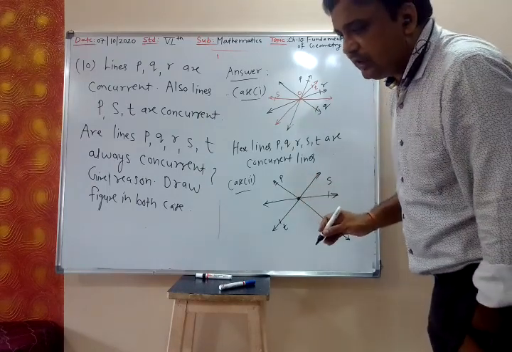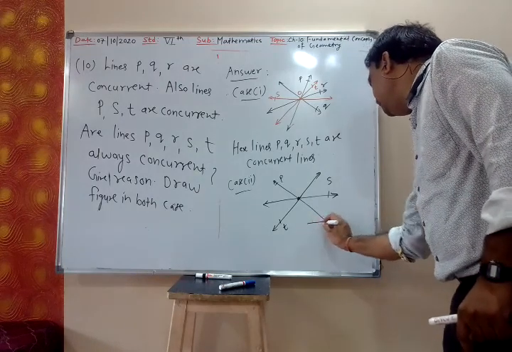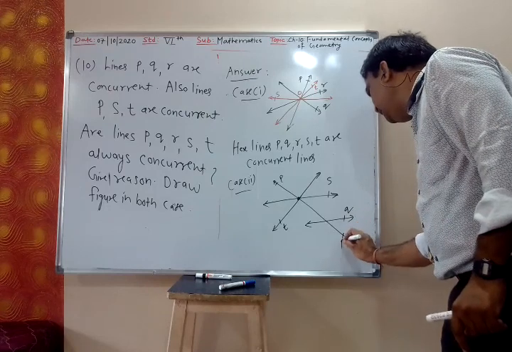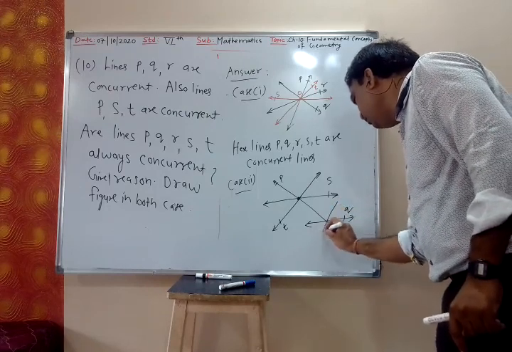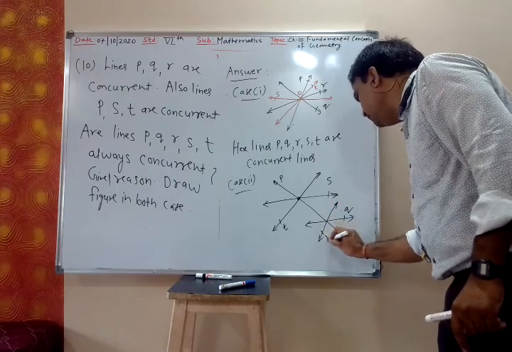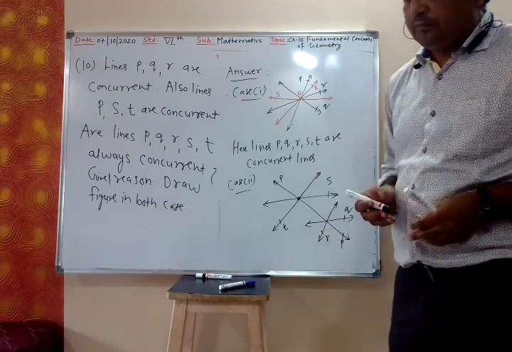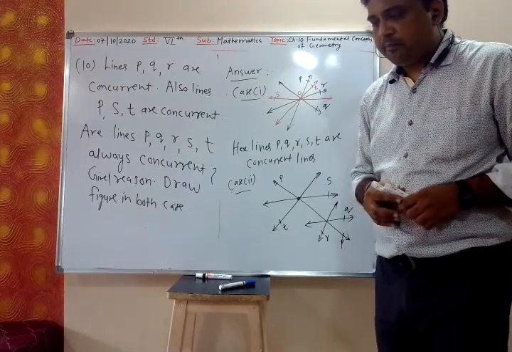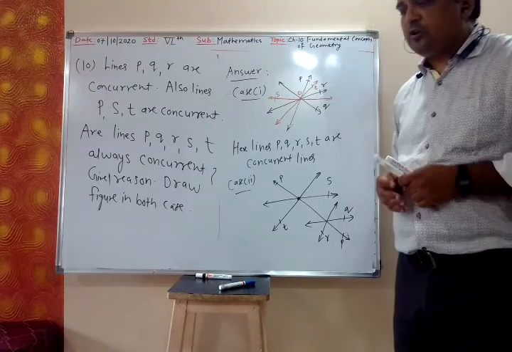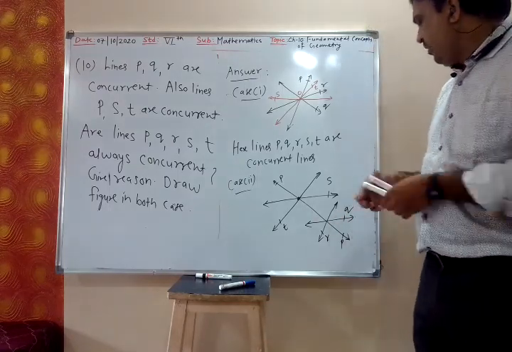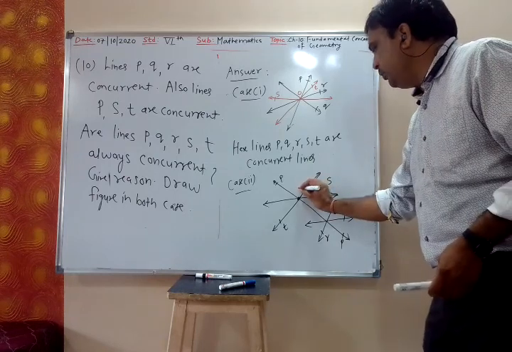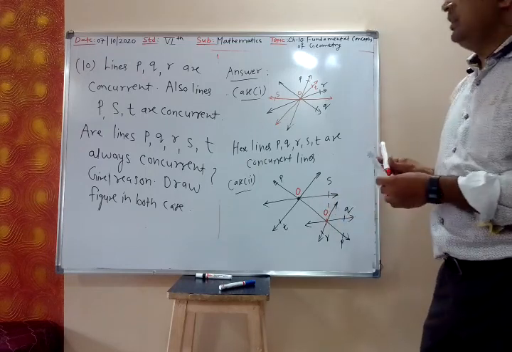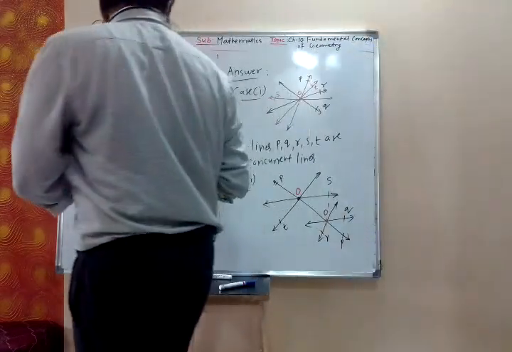Now let us continue this line. Let us take this line as Q, and this line as R. Now they are not concurrent. Yes, they meet at two points. One point is O, the other is O dash. They meet each other at two points, so they are not concurrent.